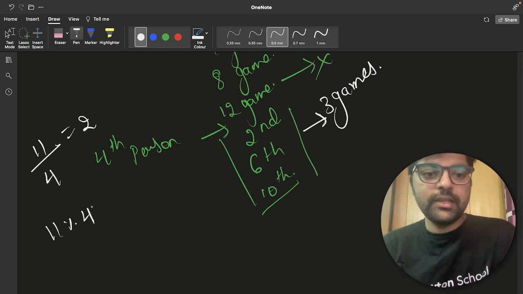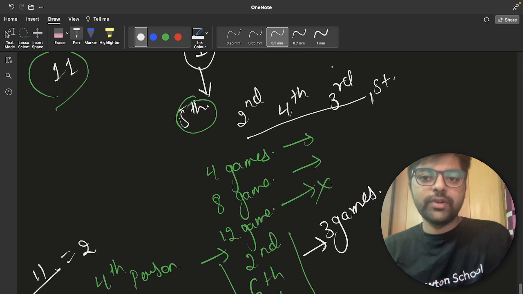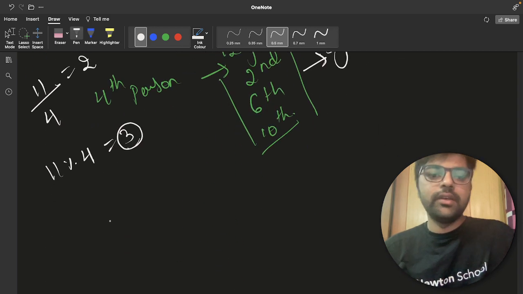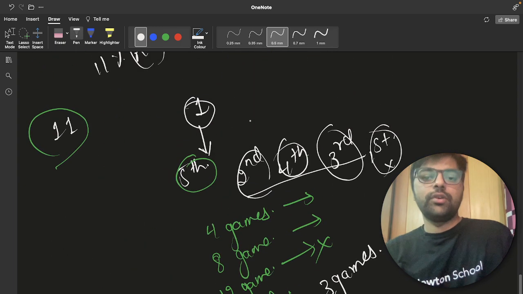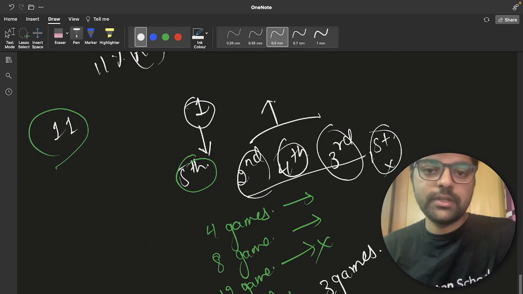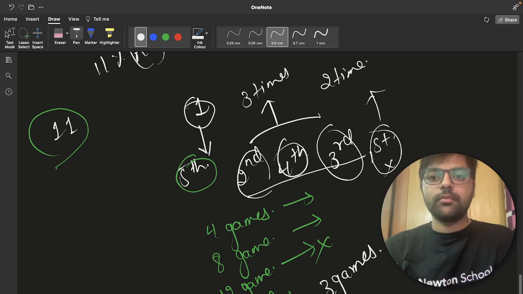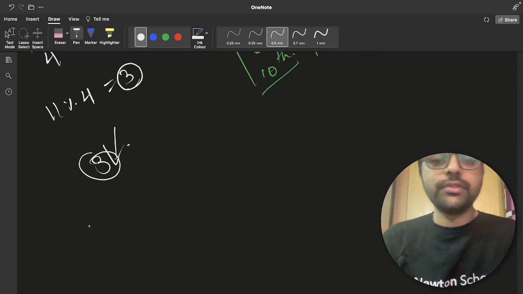So 11 modulus 4 is 3. So the first 3 will get to fight, right? This one won't get to fight, while the rest of these 3 will get 1 extra fight. So these all 3 will fight 3 times, and this will fight 2 times, right? So now you have got the solution.